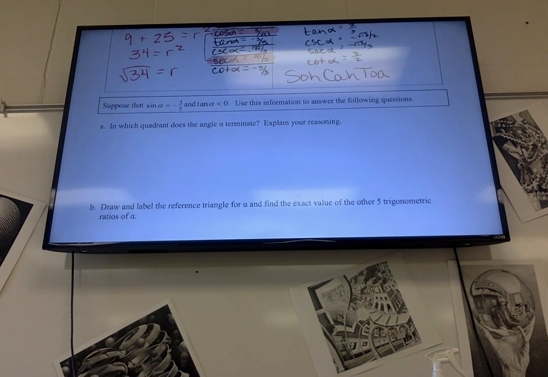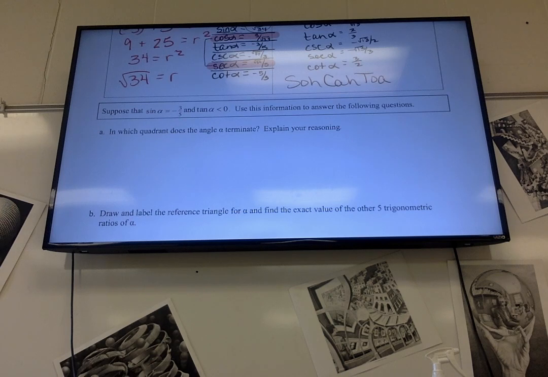I think we finished this question. Part A. It says, suppose that the sine of alpha is -3/5. So we're just trying to figure out again which quadrant it is. So don't forget, all students take calculus. So we know sine is negative, right? And it says tangent is less than 0. So tangent is negative. So you look and you figure out which quadrant has both sine and tangent negative.